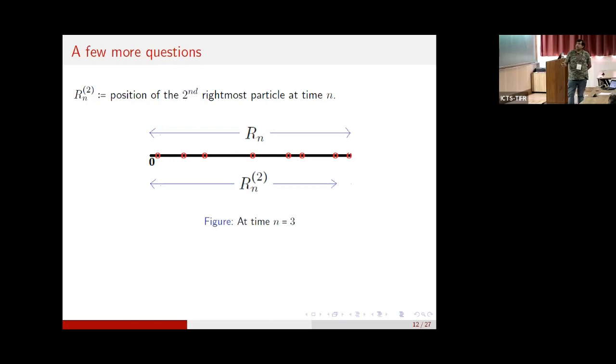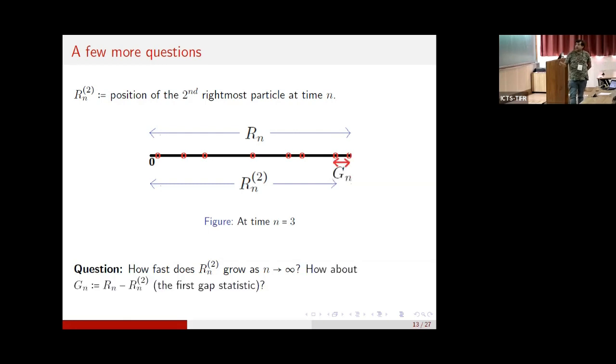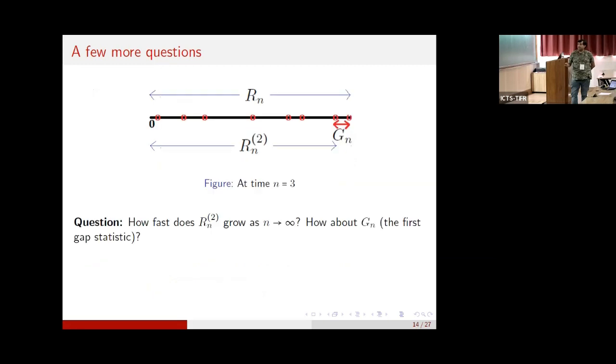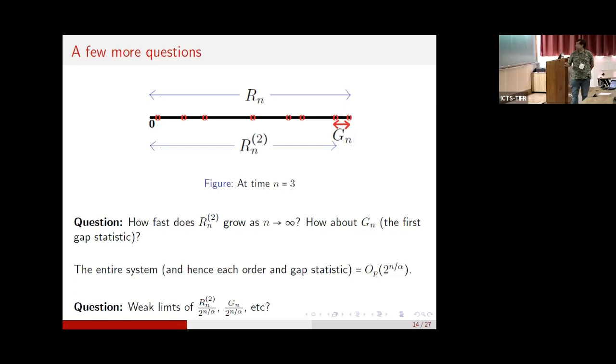Now you can also ask other questions. For example, you can ask what happens to the position of the second rightmost particle. So you look at these, and this is the second rightmost particle. It's this much away from the origin. What happens to that in the long run? In particular, does it have a scaling limit like the rightmost one? Also, you can ask about the gap statistic. If you look at the difference between the rightmost and the second rightmost, that's the first gap statistic. Similarly, this distance is the second gap statistic, and so on. As n becomes larger and larger, what can you say about the gap statistic? Is there a scaling limit to that as well? And we know that the entire system is growing like 2^n over alpha.